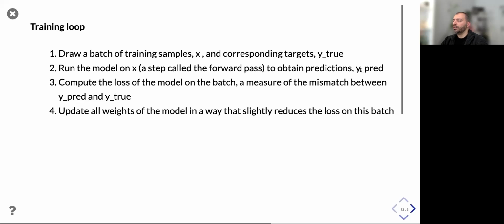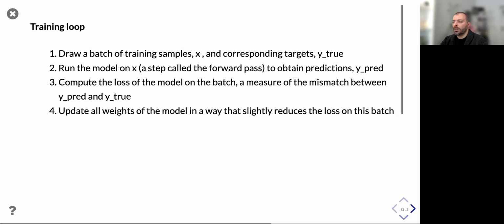The third step is to take the Y-pred and the Y true and compare them. Again, remember, we have the loss function. The loss function is just a function that takes these two things and outputs a number. And the smaller the number, the better. It means that these look alike. So what we try to do is minimize this number, this loss. And in order to minimize it, the only thing we can do is to change the weights, right? So what we try to do is to update all the weights of the model in a way that slightly reduces this loss.